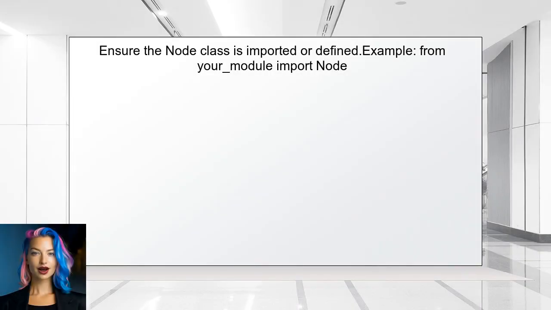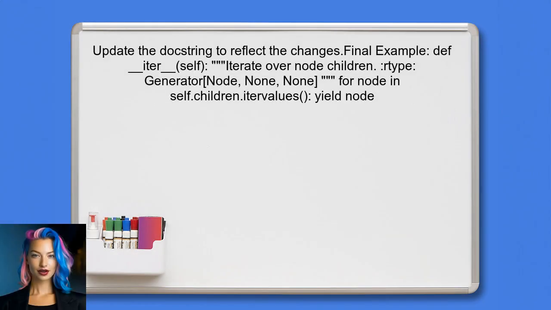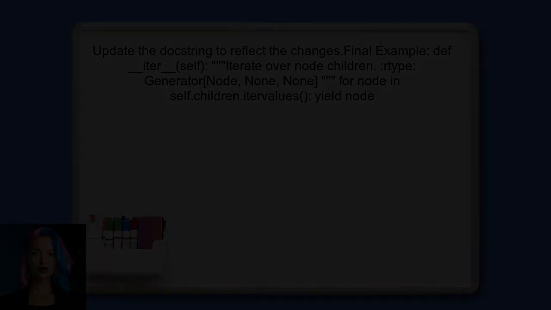Next, the user should ensure that the Node class is properly imported or defined in the same module. This is crucial for the type hint to work correctly. Finally, the user can update the docstring to reflect these changes. This will provide clear documentation for anyone using the function.